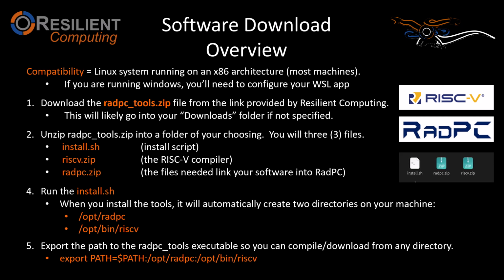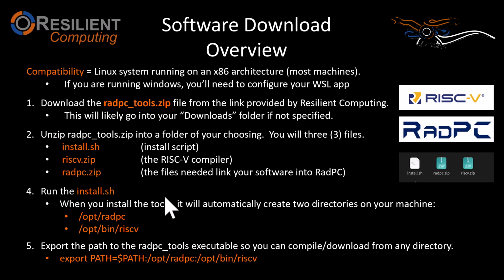The process for downloading and installing the software: essentially you're going to download a zip file from a Resilient Computing file server, and it's called radpc_tools.zip. Once you unzip it, you're going to see three files in there: an install shell script, a RISC-V.zip, and a radpc.zip. The RISC-V.zip is the RISC-V compiler, and the radpc.zip is all the software that we have to link those executables that come out of the compiler into the RadPC architecture.